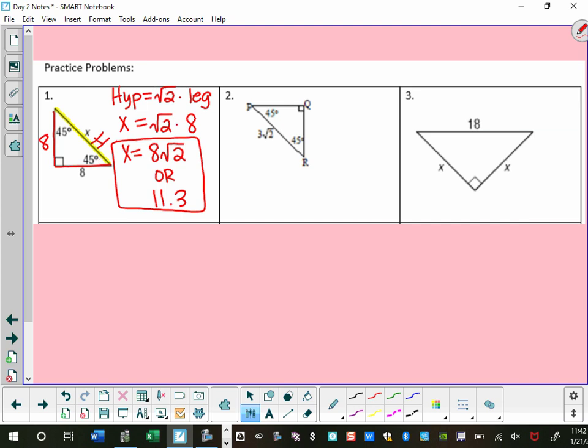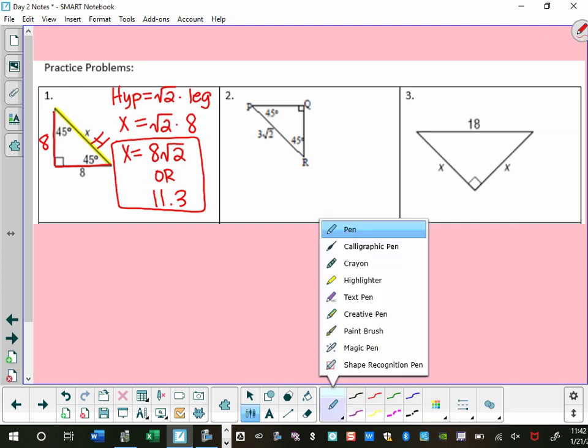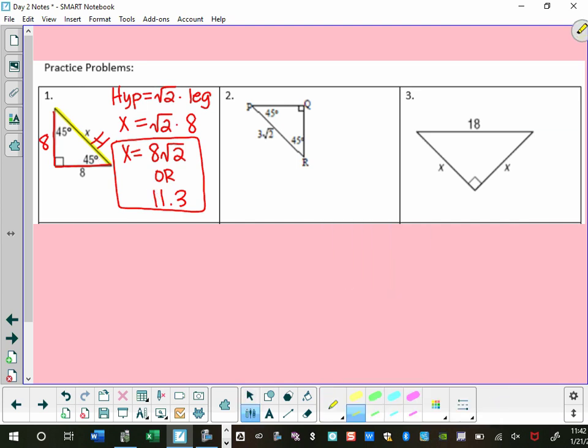Look at number 2. Where's my hypotenuse? The 3 radical 2. You guys have to be able to identify that. I will put an H there. My legs are here. Did they give me my legs? No, so let's just go ahead and name one X. That's what we're looking for.